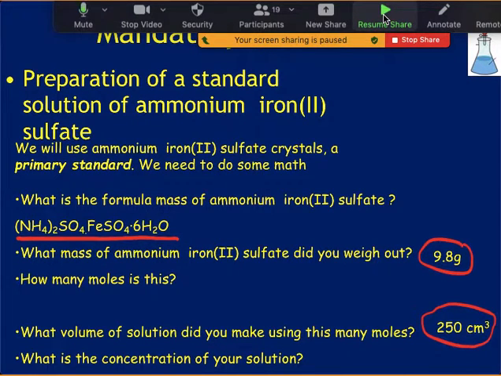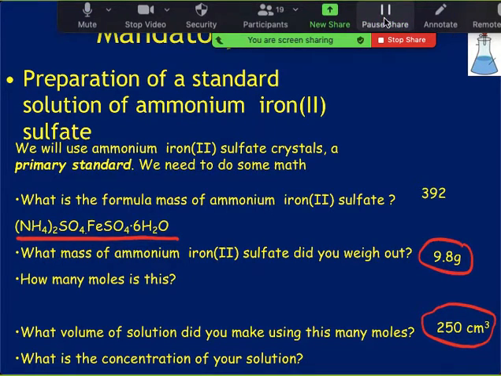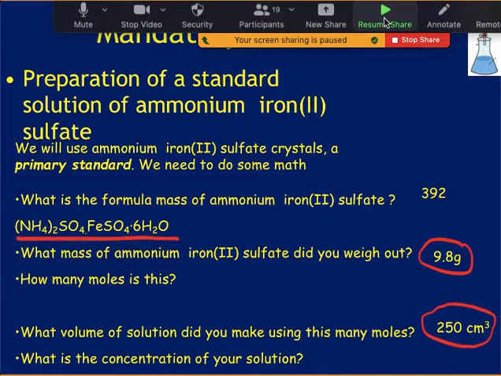Have we at least calculated our ammonium iron sulfate? So are we getting the number 392? Okay, so well done. That's one. Sometimes the 6 waters gets forgotten. People only put in 1 H2O instead of 6.